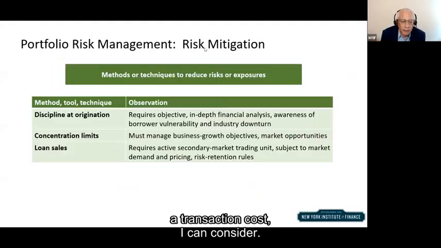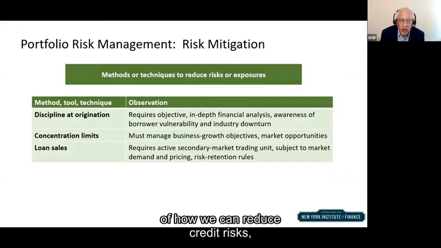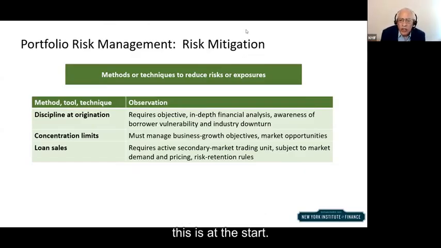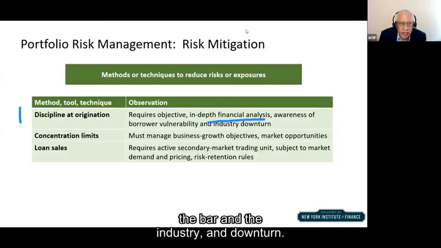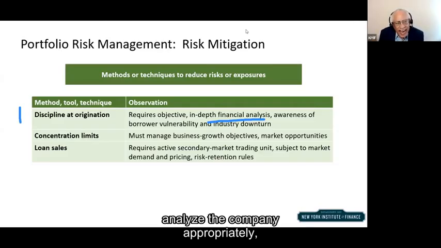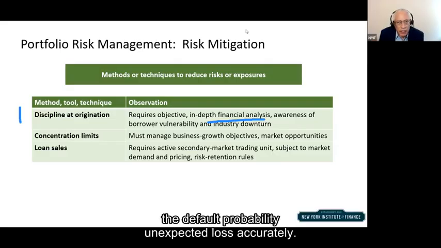I can consider that. So again, let's walk through some of these methods of how we can mitigate credit risk in the portfolio. Number one, discipline at origination. This is at the start. We have to make sure that we do an in-depth financial analysis and understand the borrower, the industry, and the downturn. That means we can analyze the company appropriately, and also on an ongoing basis, to make sure we have the right risk rating so that we can measure the default probability and expected loss accurately.